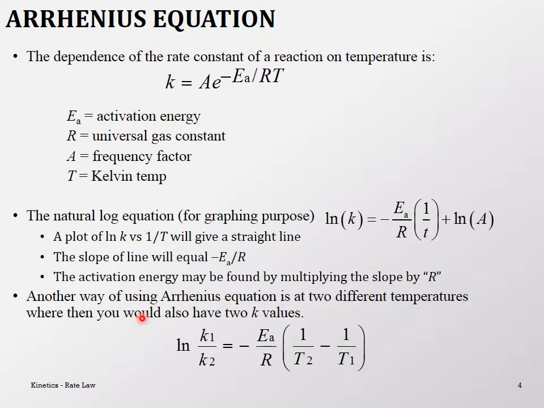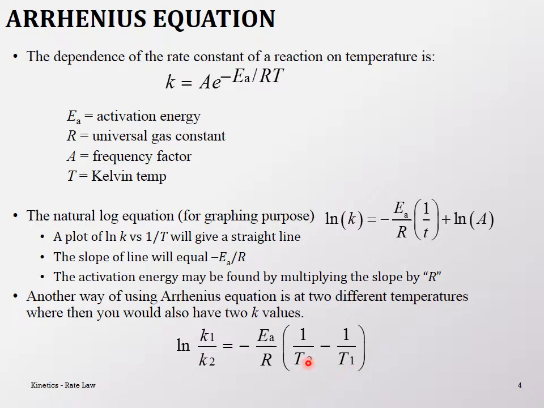Another way that we use the Arrhenius equation is when we are trying to figure out the rates of reaction at two different temperatures. Okay, so here if you have k1, k2, which is the rate constant at 1 and 2, at temperature 1 and 2.